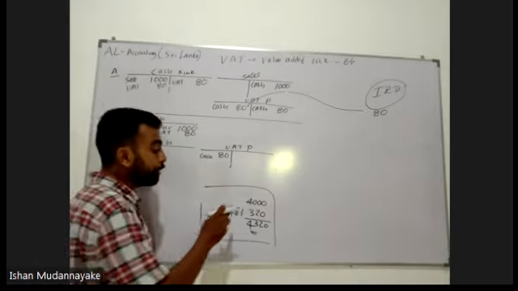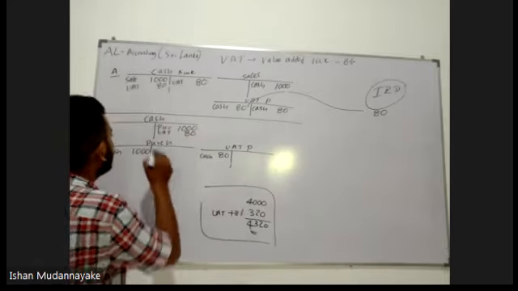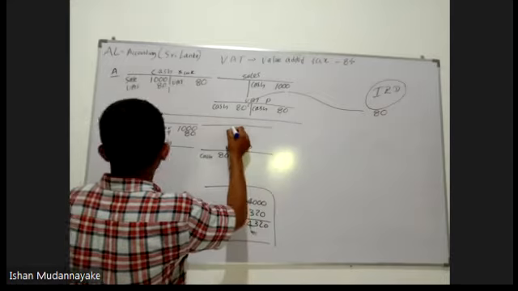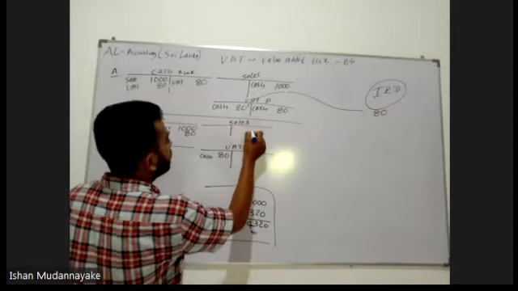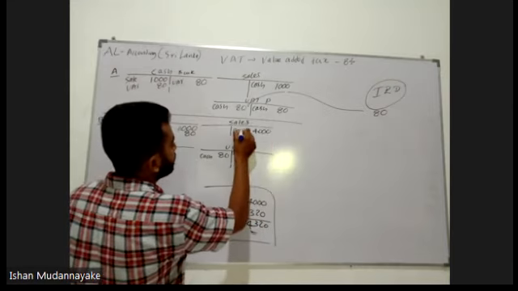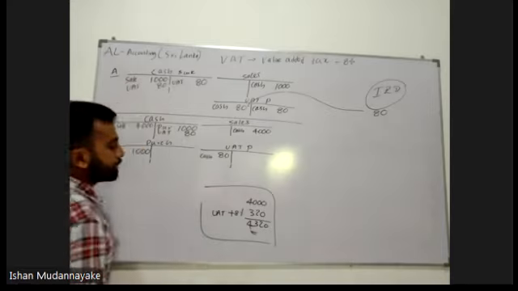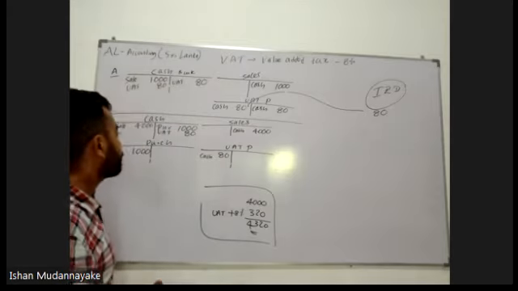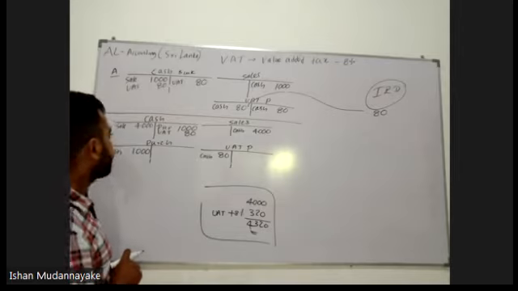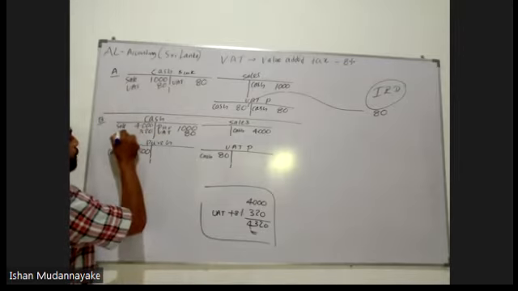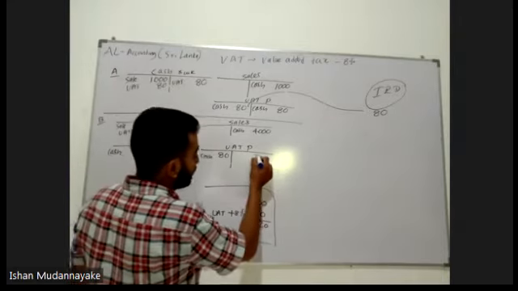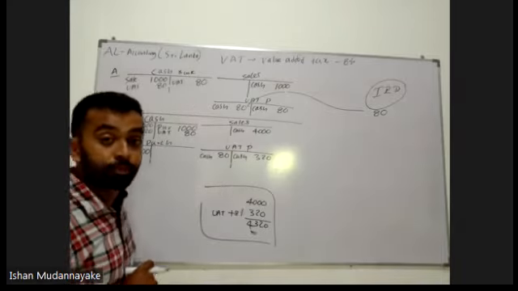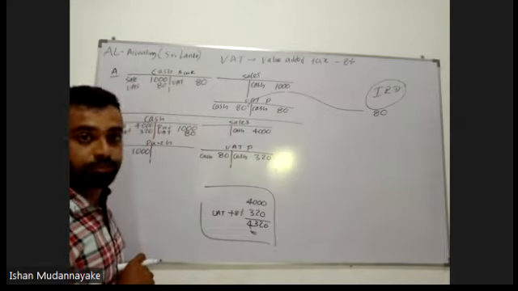Out of 4,320, 4,000 is for sales. So cash book debit 4,000, sales account credit 4,000. Not only that, they collect 320 from company C. How to pass the double entry for that 320? Cash book debit 320, VAT account credit 320. Company B collected 320 from company C.